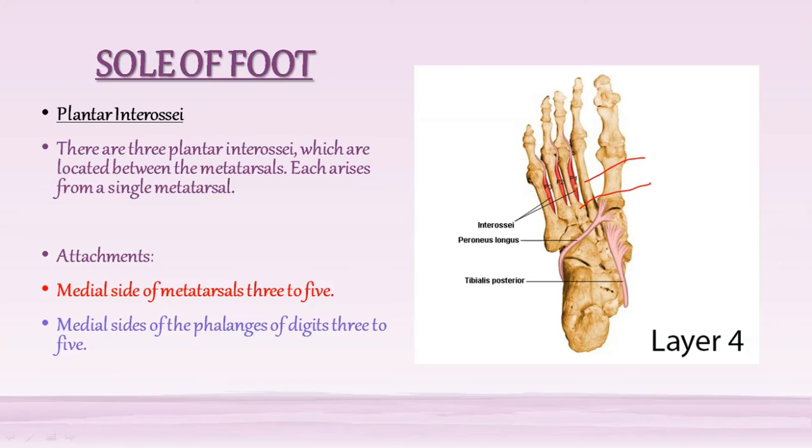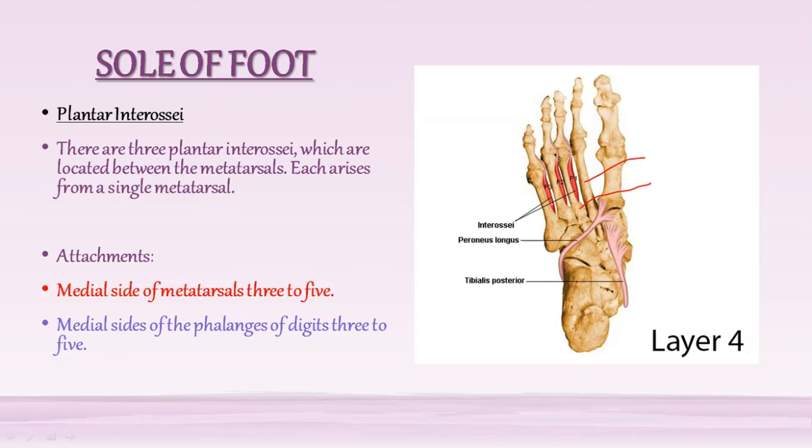Now this first plantar interosseus is present between the second and third metatarsal but arises only from the medial side of the third metatarsal. The second plantar interosseus is present between the third and fourth metatarsal but arises from the medial side of the fourth metatarsal. This is the third plantar interosseus, which is present between the fourth and fifth metatarsal, but it arises from the medial side of the fifth metatarsal.